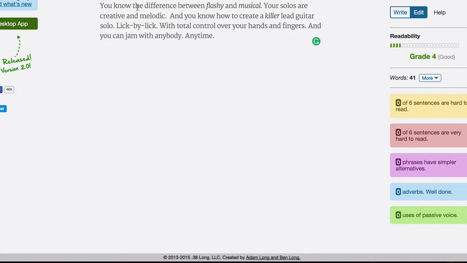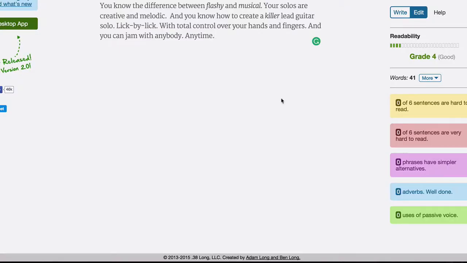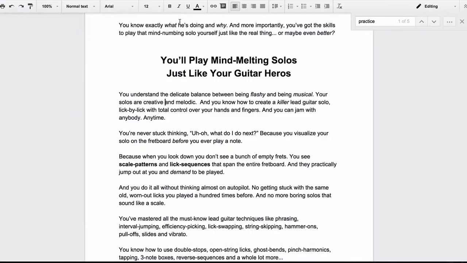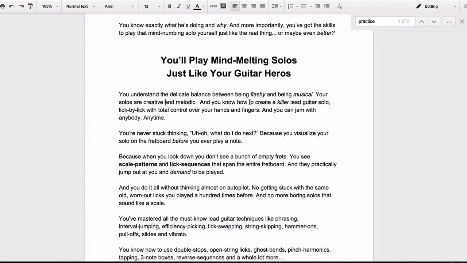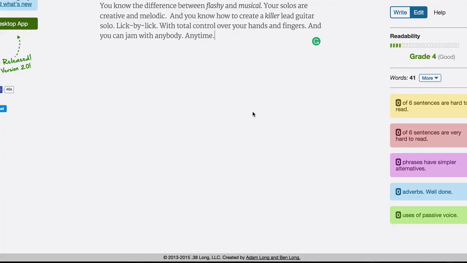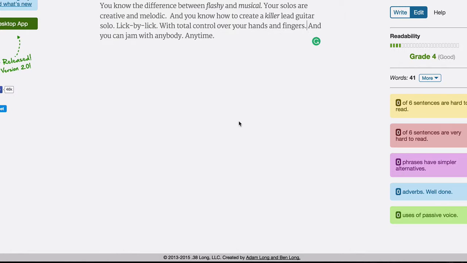That's better, right? You know the difference between flashy and musical versus you understand the delicate balance between being flashy and being musical, right? Do you see the difference? Your solos are creative and melodic. Okay, that sentence didn't change. And you know how to create a killer lead guitar solo versus, and you know how to create a killer lead guitar solo lick by lick with total control over your hands and fingers, right? Okay, so we broke that up, and you can jam with anybody, anytime. Yeah, okay, cool. So you see how we dropped it 3 grade levels just by running it through this, okay?